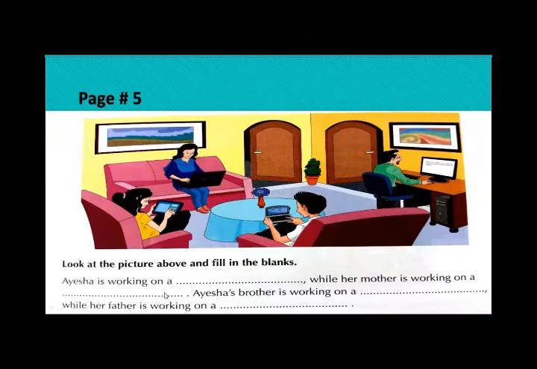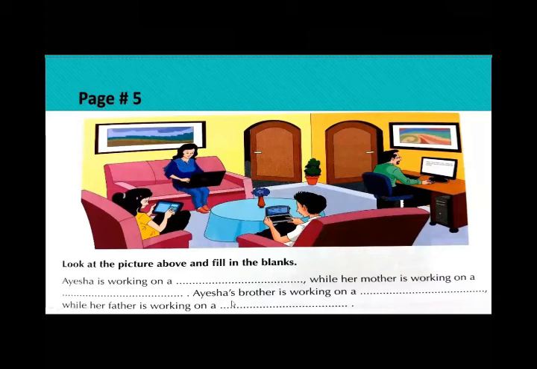Let's see the mother. What is the mother using? She is using a laptop. So her mother is working on a laptop. Now Aisha's brother is working on a dash. See the brother, which type of computer is he using? He is using a palm top, the smallest type of computer. Aisha's brother is working on a palm top.